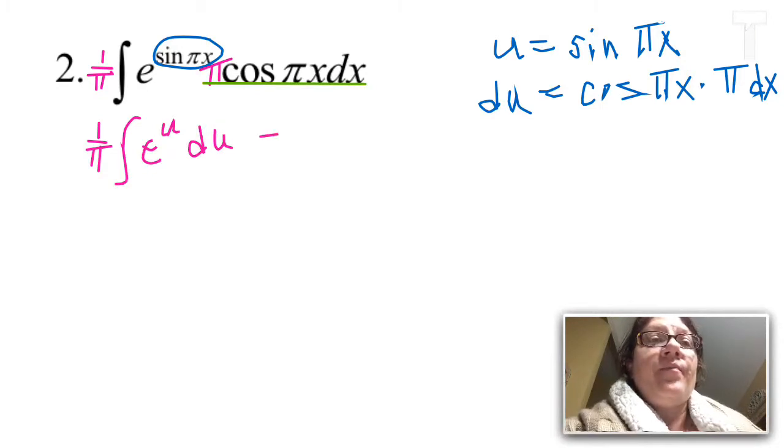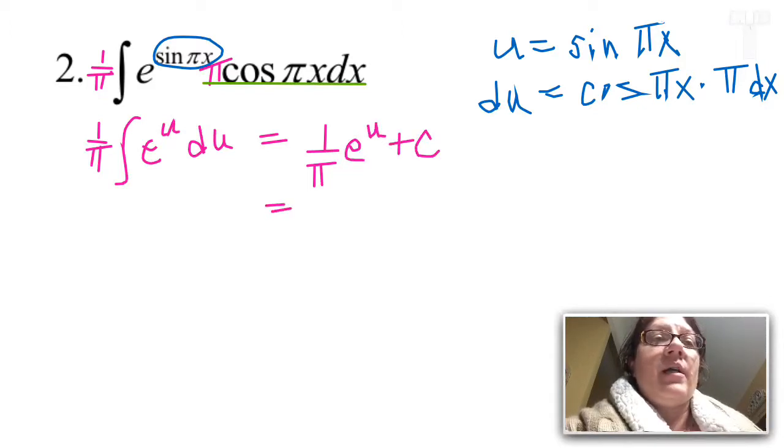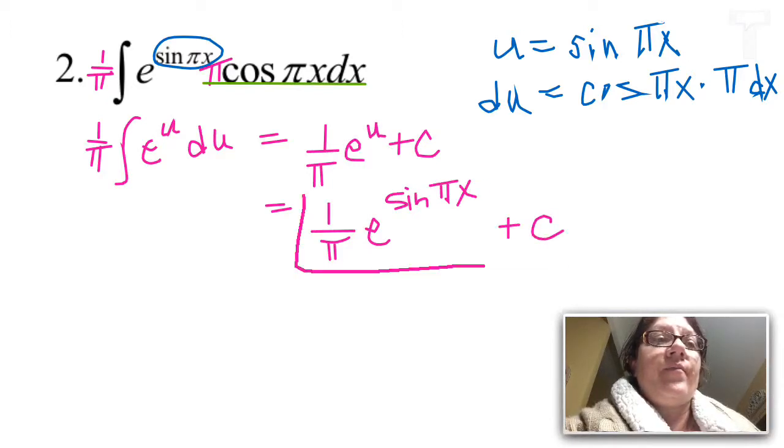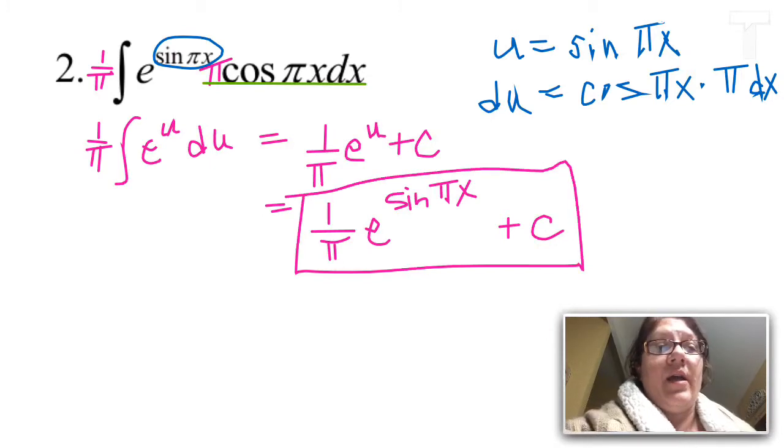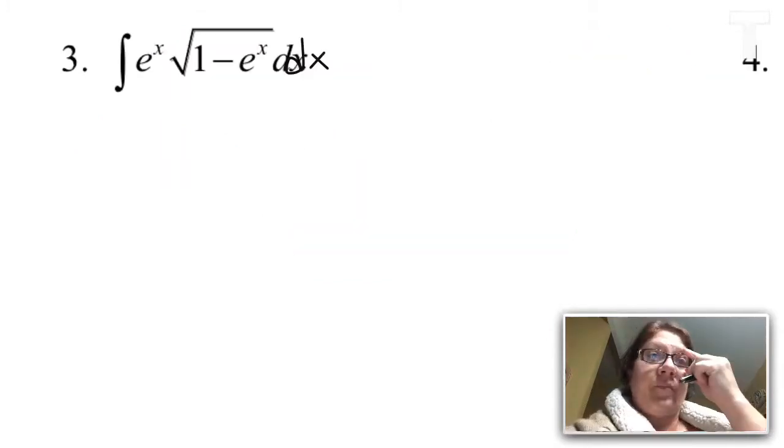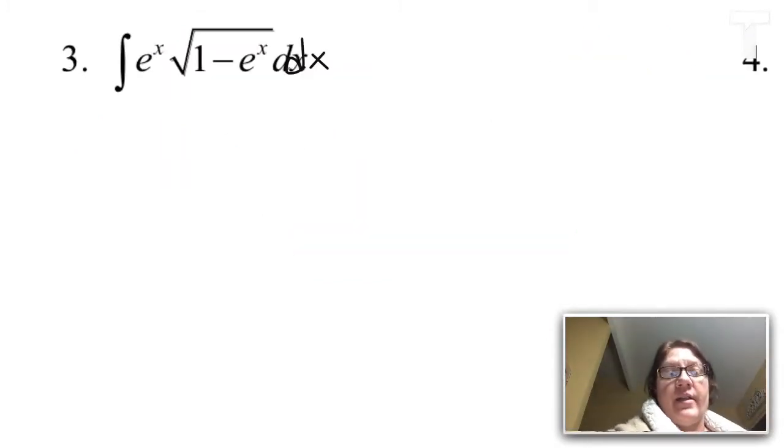And so then, when I take the antiderivative, or when I integrate it, I'll get e to the u plus c. And then substituting back in the u, I have 1 over pi, e to the sine pi x, and then plus c. Not so scary. I rhymed it. Make sure you add the dx on this, it was missing.